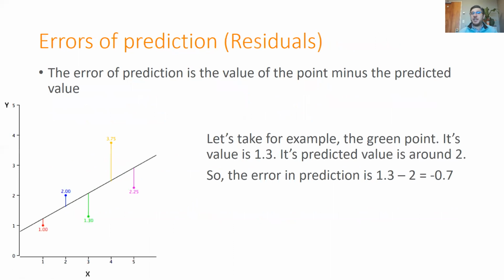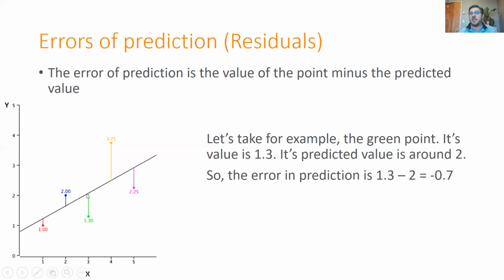So the errors of prediction: the line is really just a simplified relationship between the points. Unless each point falls on the line, there's going to be a little bit of error in the prediction. If you look at this, here is the regression line describing this relationship between X and Y. You can see the actual points plotted on here. Let's take, for example, the green point here. Its value is 1.3. If we look at the predicted value here, it's around 2.